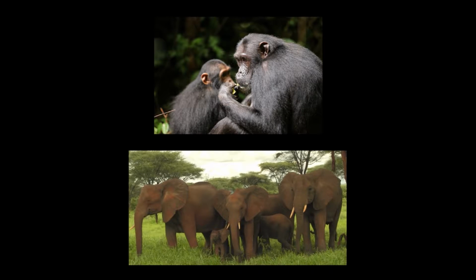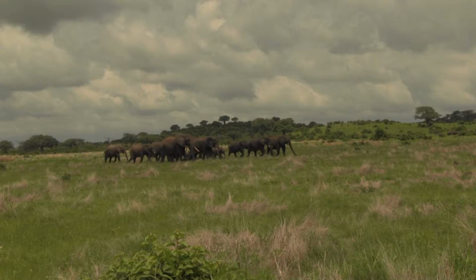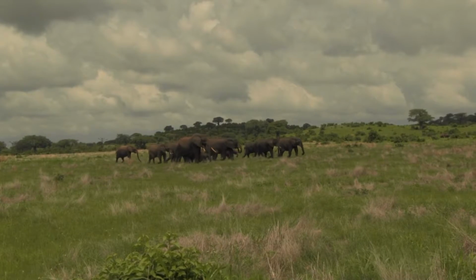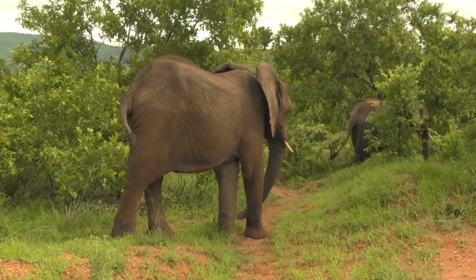Some social species, such as chimpanzees and African elephants, are considered fission-fusion societies. Fission refers to breaking apart, and fusion refers to joining together. In fission-fusion societies, the animals may form larger groups at certain times, fusion, and break into smaller groups at other times, fission.